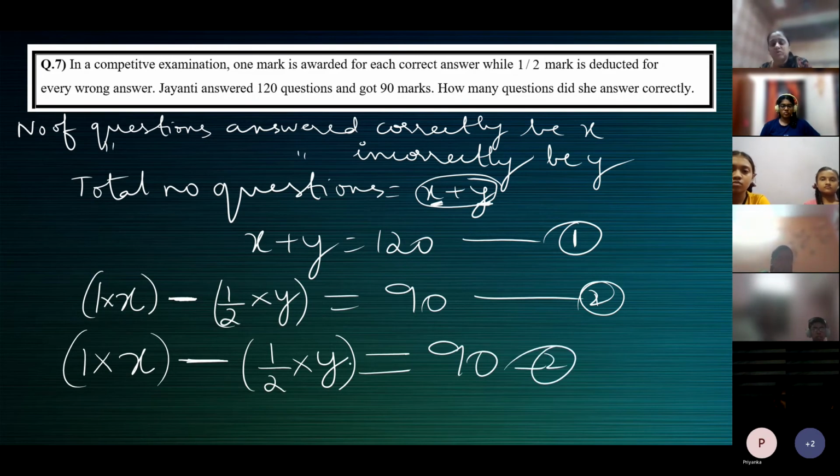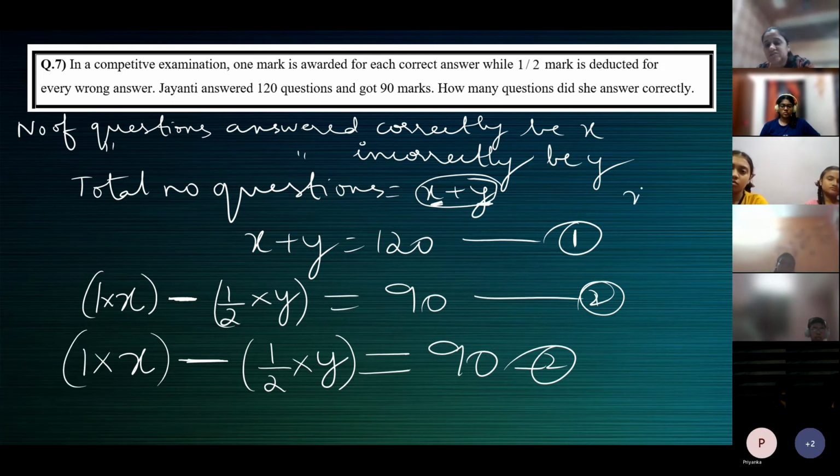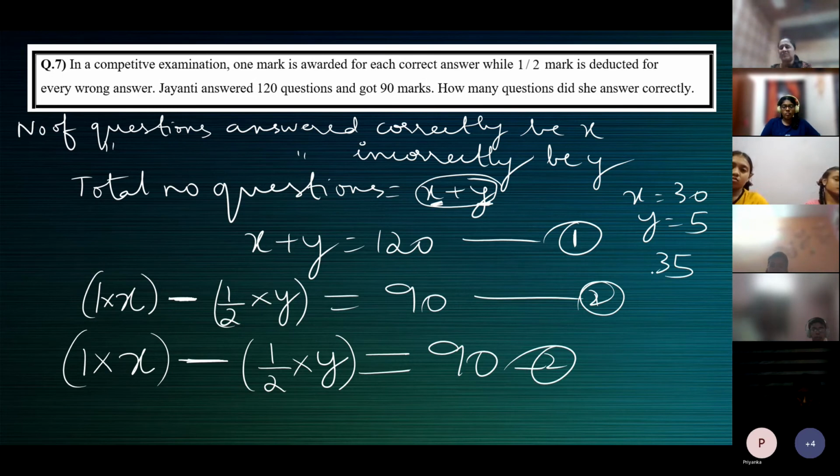You need to solve these two equations and find the values of x and y. And once you find x and y, supposing you get x is, I'm just saying like 30 and y is 5, so the total number of questions is 35. I'm just telling you, for example, this cannot be the answer. So maybe you'll get x is equal to 100 and y is equal to 20, whatever.